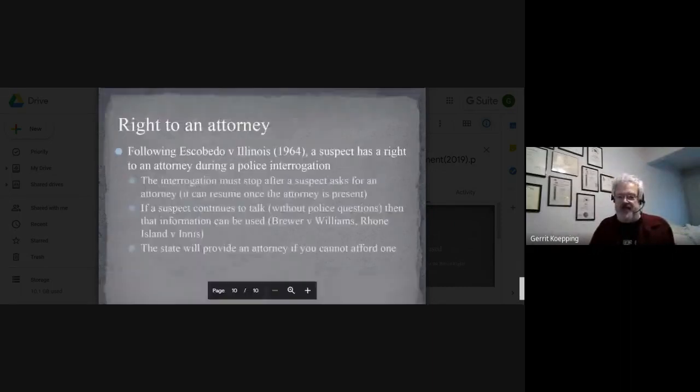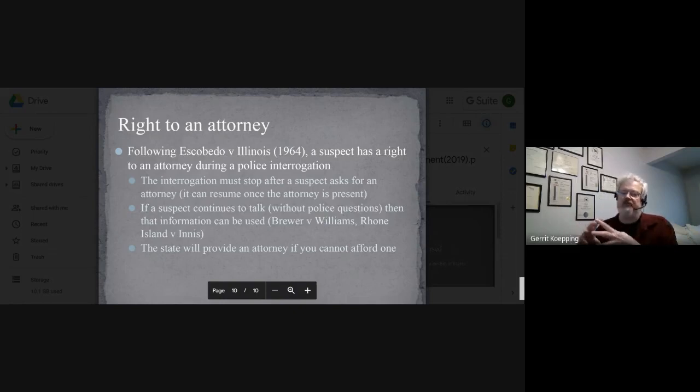Now, the other protection is this right to an attorney during interrogation. Again, one of the concerns we have about interrogations is that you're going to confess to a crime you didn't commit. And so one of the protections for that is if you have your attorney with you, your attorney's not going to let you do that, right? Your attorney is basically not going to let you confess to something you didn't do.